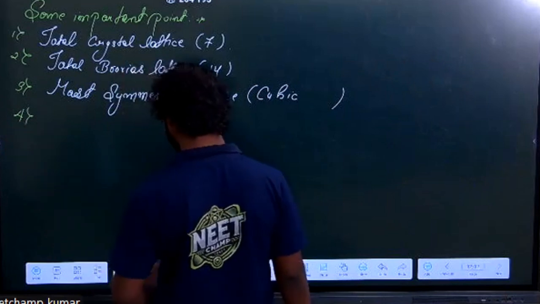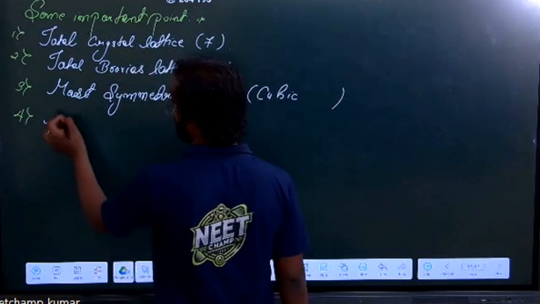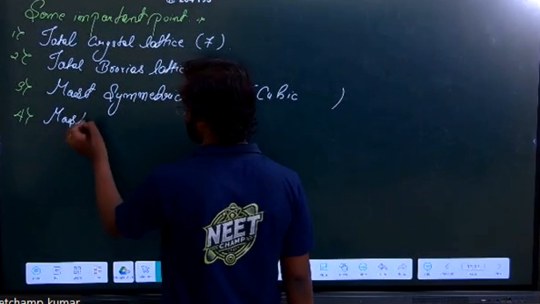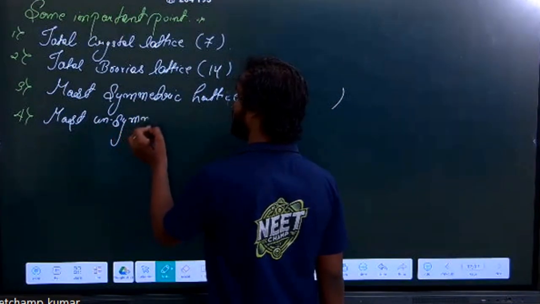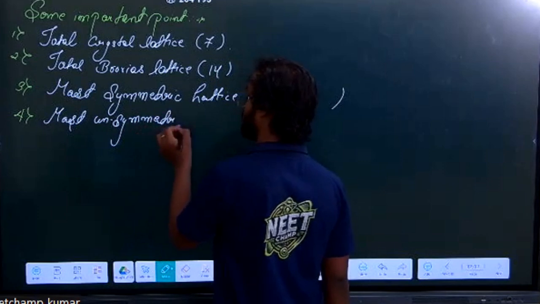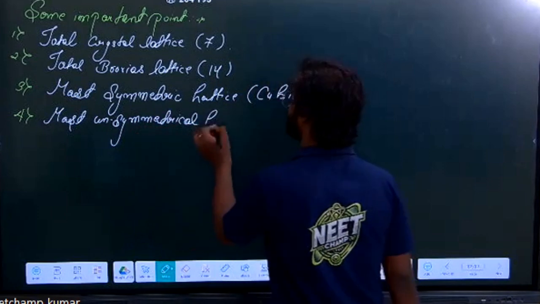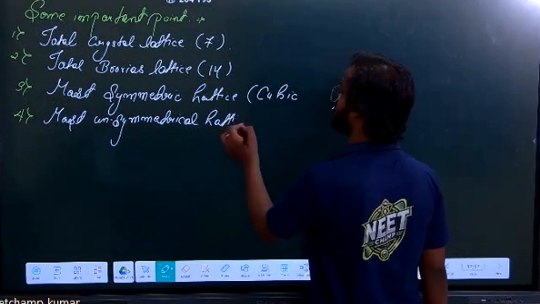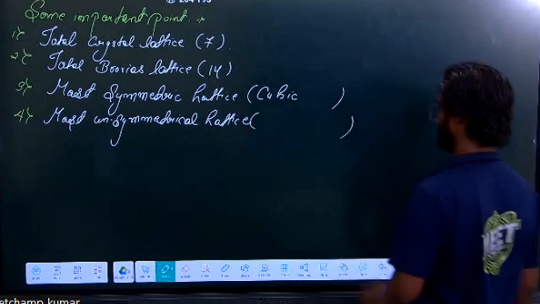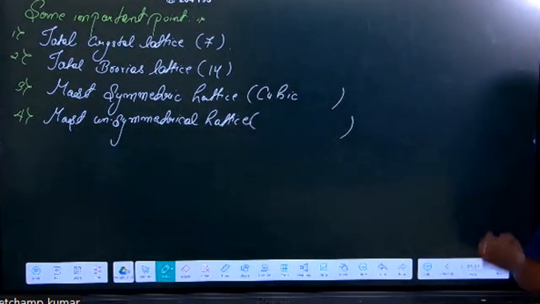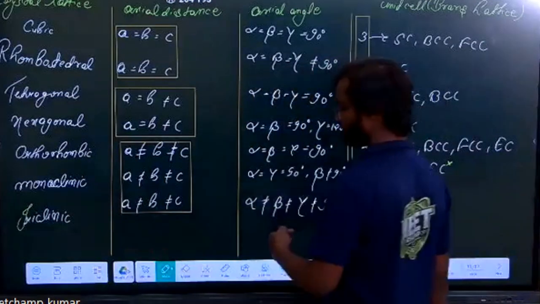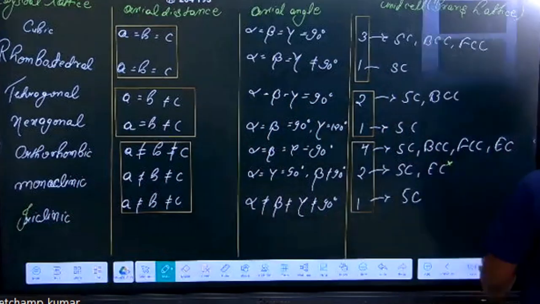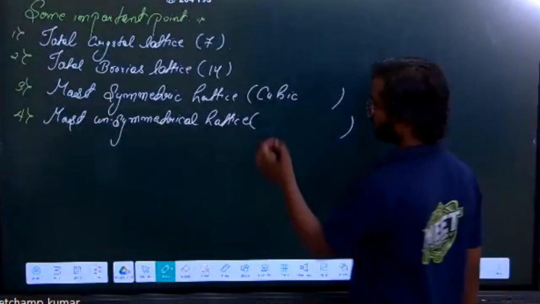Okay. Third point, most unsymmetrical lattice. Which is most unsymmetrical? If you see, the last one is most unsymmetrical, that is triclinic. In triclinic, all the sides are unequal, all the angles are unequal. So it is triclinic.